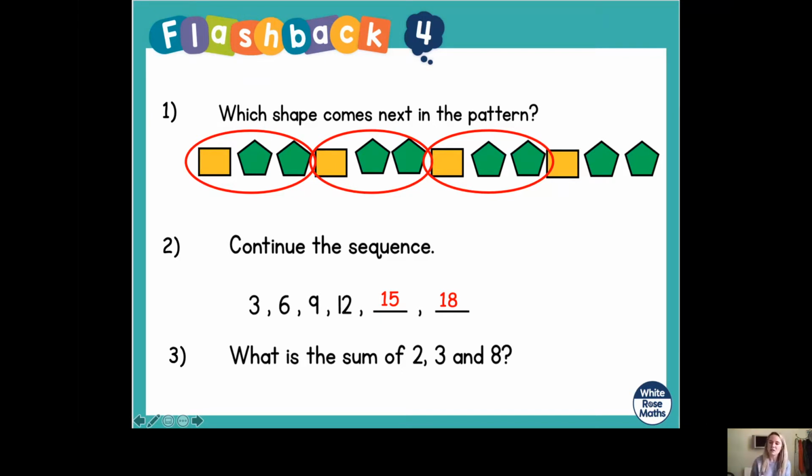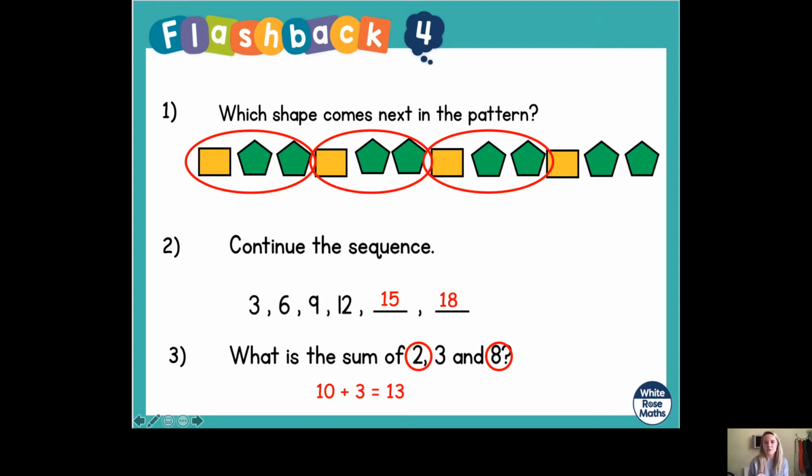Now, number 3, what is the sum of 2, 3 and 8? Now, did you recognise the 2 numbers that I was talking about that jumped out at me? Oh, yes, you're right. They were 2 and 8. Now, why is this? Well, it is because 2 and 8 is one of our number bonds to 10, isn't it? So therefore, if we know 2 and 8 equals 10, all we need to do is add on the other number. So 10 plus 3 equals 13. Okay, fantastic. So well done if you got those right.